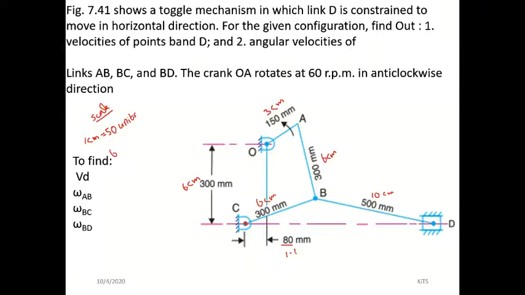1 point 1.6 centimeter. So you have to mark one more point O that should be 1.6 centimeter away from C. Like that you have to mark a point.